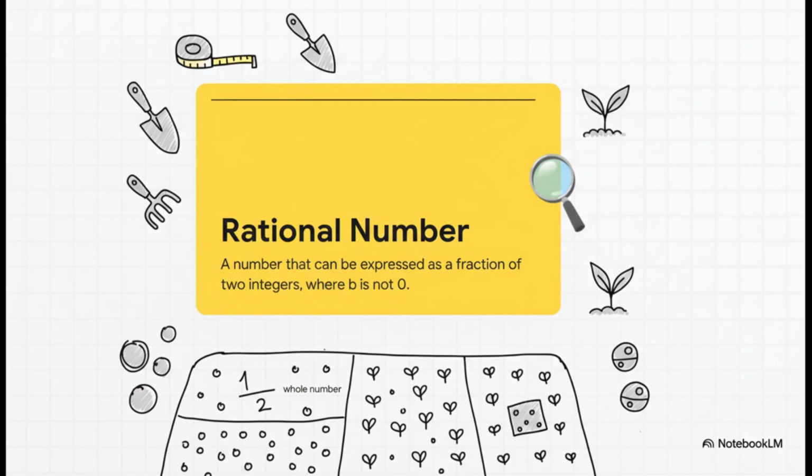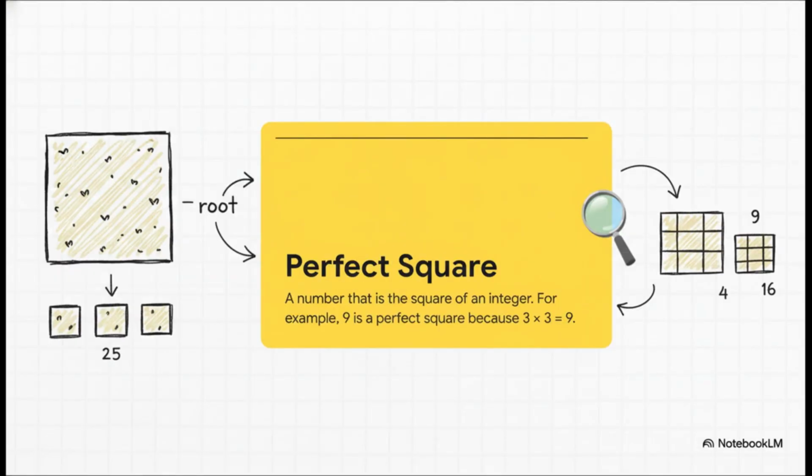Next, we've got rational numbers. Now, I know that sounds super technical, but it's really just a name for any number that you can write as a simple fraction. We're talking whole numbers, we're talking fractions, and even the decimals you use all the time. This is going to be super important because as we're about to see, not all gardens come in perfect whole number sizes. And that brings us right to this idea of a perfect square.